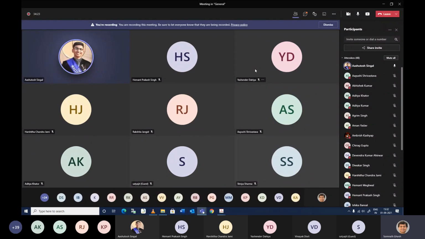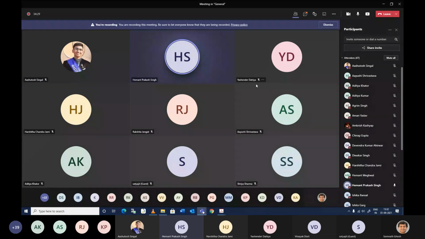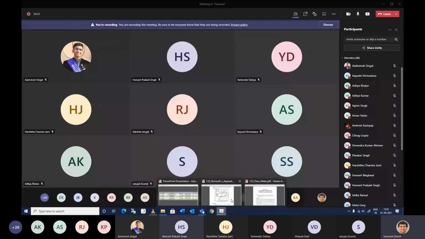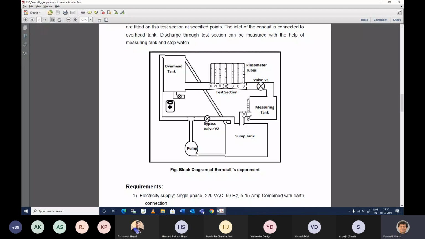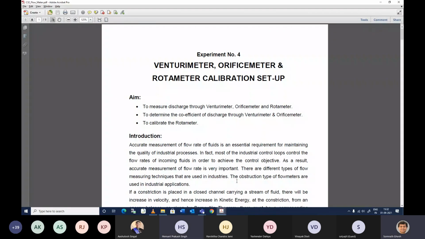Clear till now. Sir, why do we use bypass generally for controlling the flow rate? What do you mean by bypass? Which bypass? This one? The bypass valve, yeah.